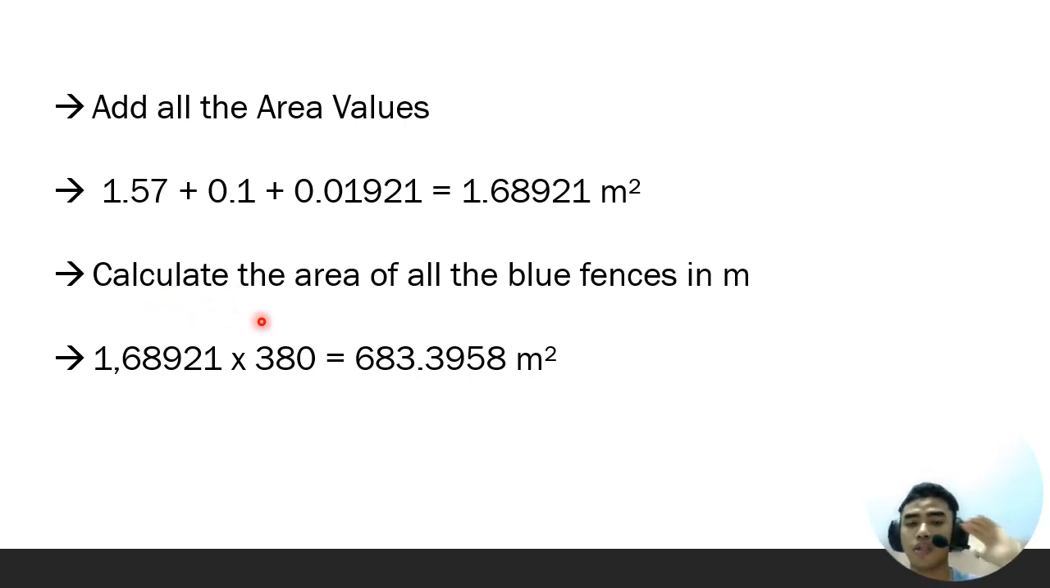There is a total of 380 blue fences. If we calculate the area of all the blue fences in meters squared, I'm sorry, there's no square there, we get 1.68921 times 380 equals 683.3958 meters squared. That is all for the blue fence. So that's question 3. We are done with question 3.